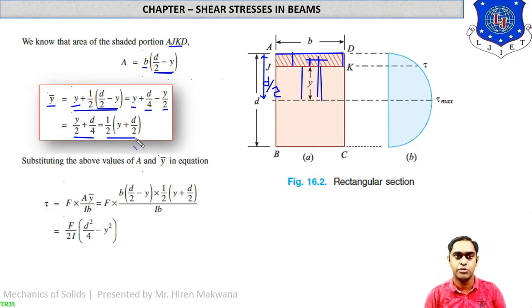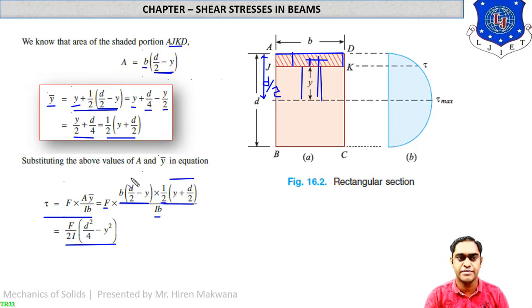Now we want to find the shear stress at the layer. So substitute all the values in the main equation. Tau is equal to F A y bar upon I b. Shear force F will remain as it is. Area we have calculated, B into D by 2 minus y. Y bar is equal to 1 half into y plus D by 2. I b will remain as it is. So it will be F upon 2 I. How this 2? This 2 is going into the denominator. Now this bracket is D by 2 plus y and this bracket is D by 2 minus y.